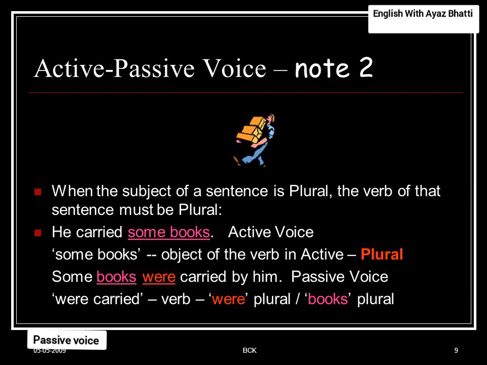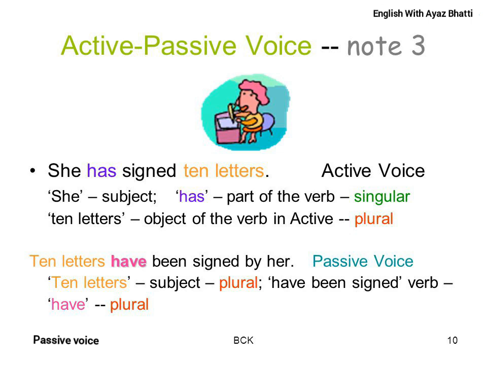Active passive voice, note 3. She has signed 10 letters. Active voice. She, subject. Has, part of the verb, singular. 10 letters, object of the verb in active, plural. 10 letters have been signed by her. Passive voice. 10 letters, subject, plural. Have been signed, verb. Have, plural.